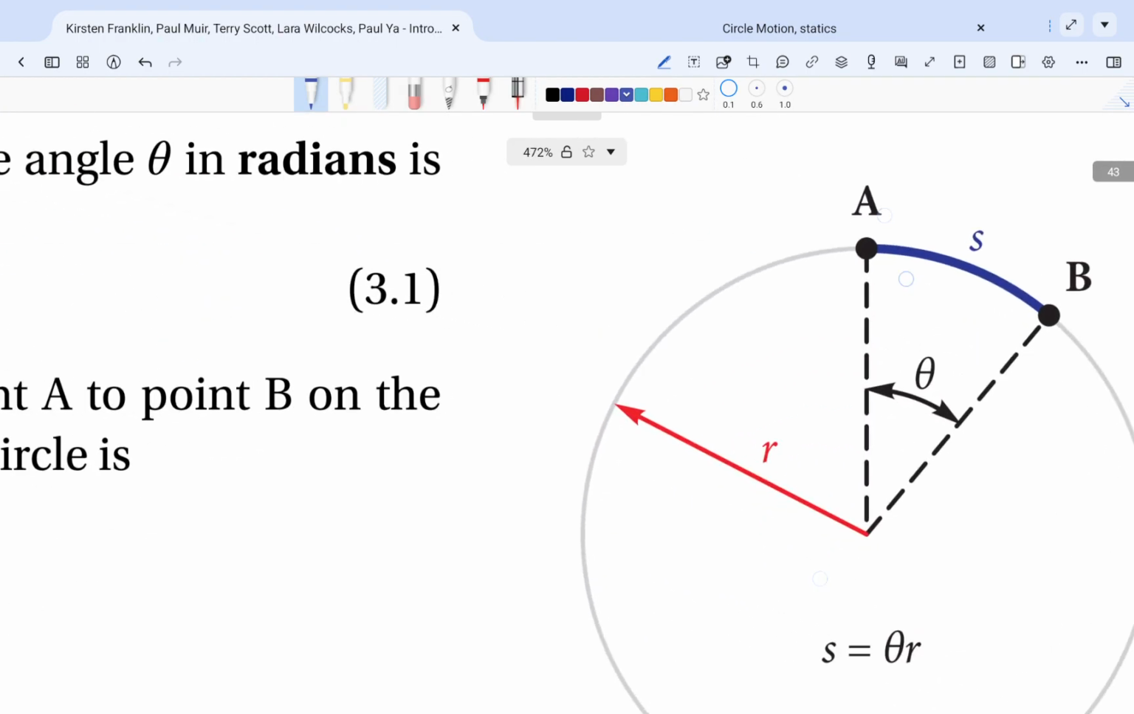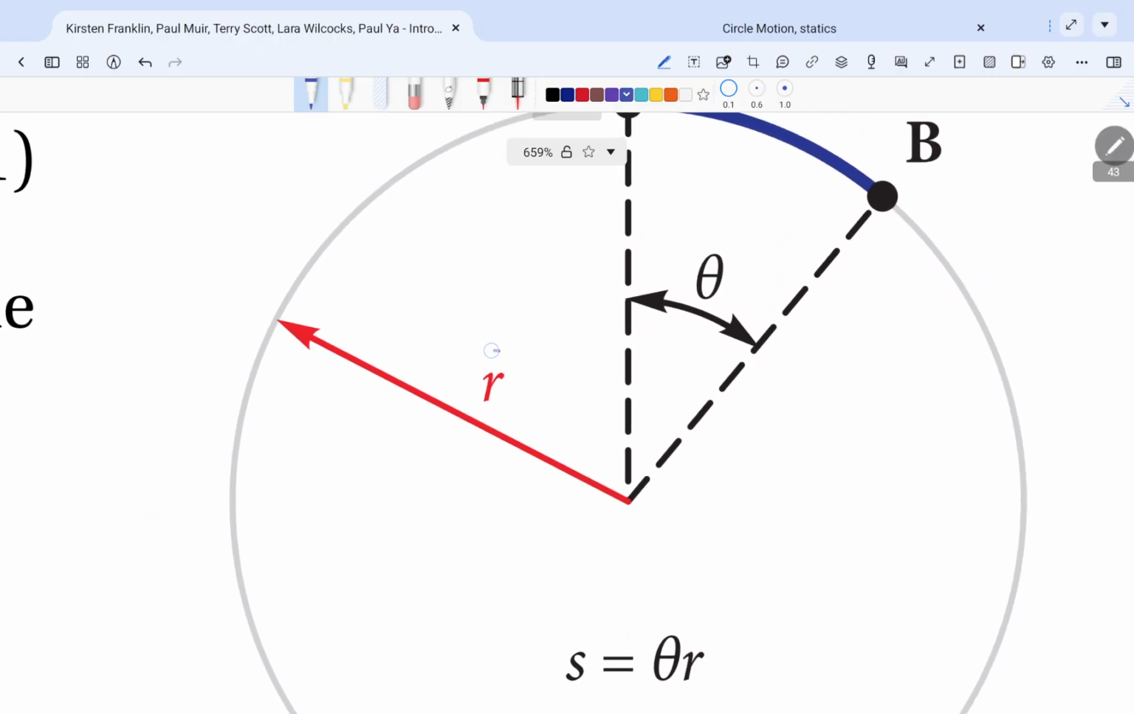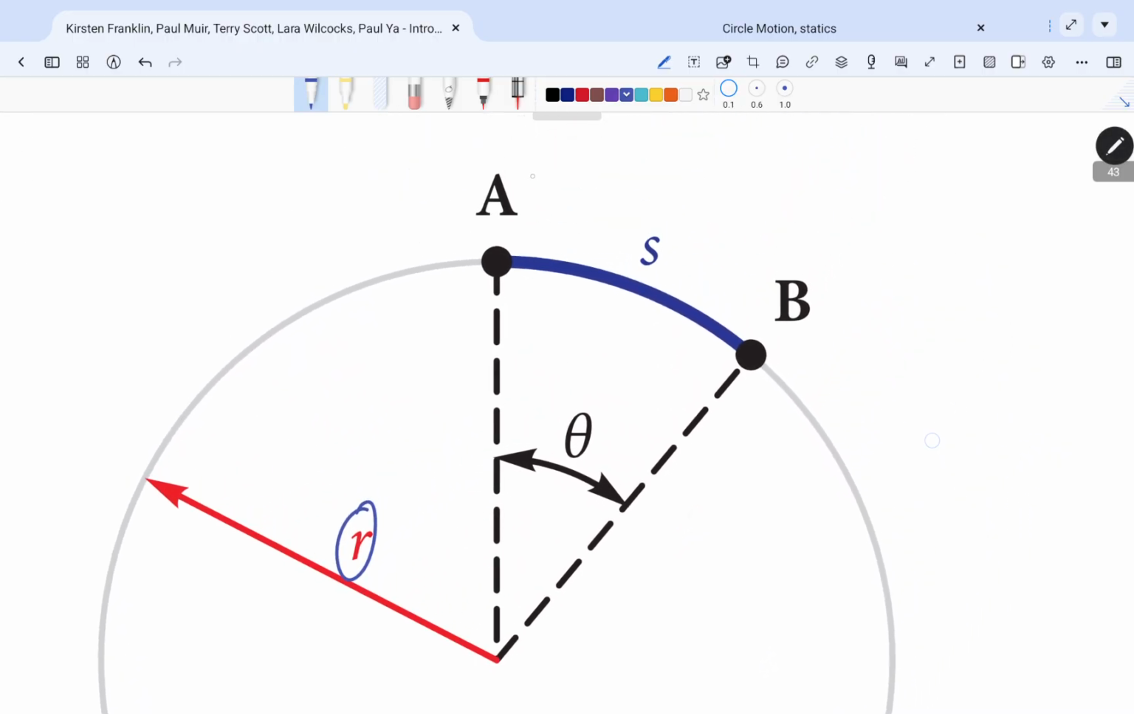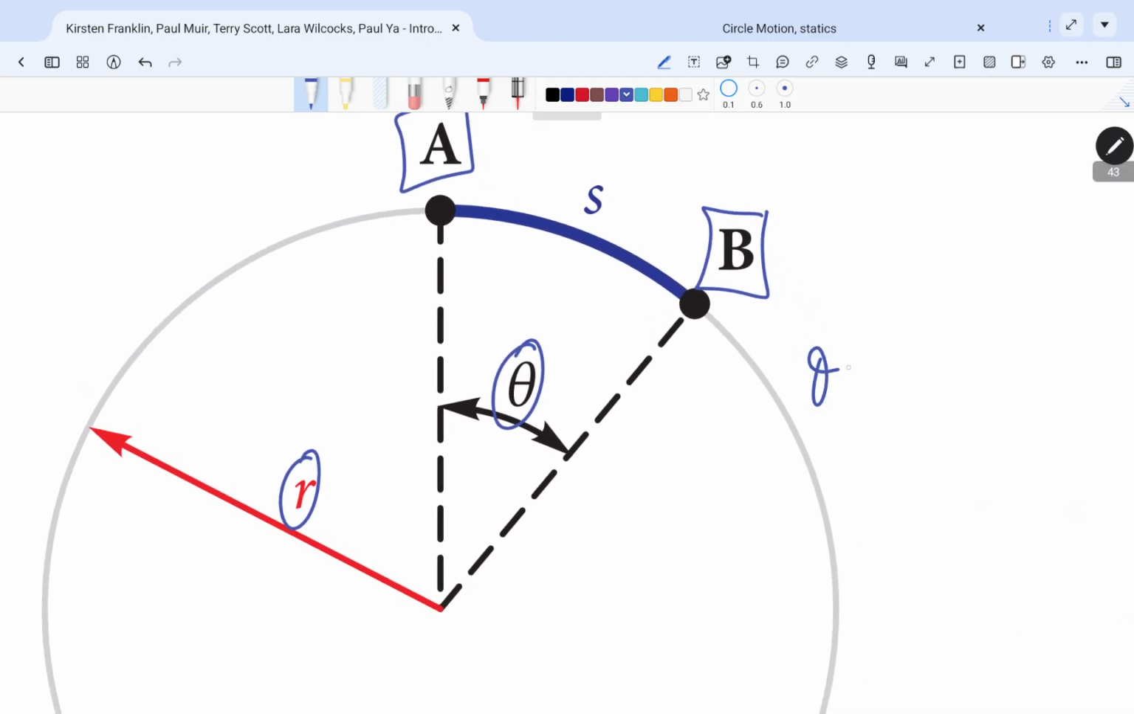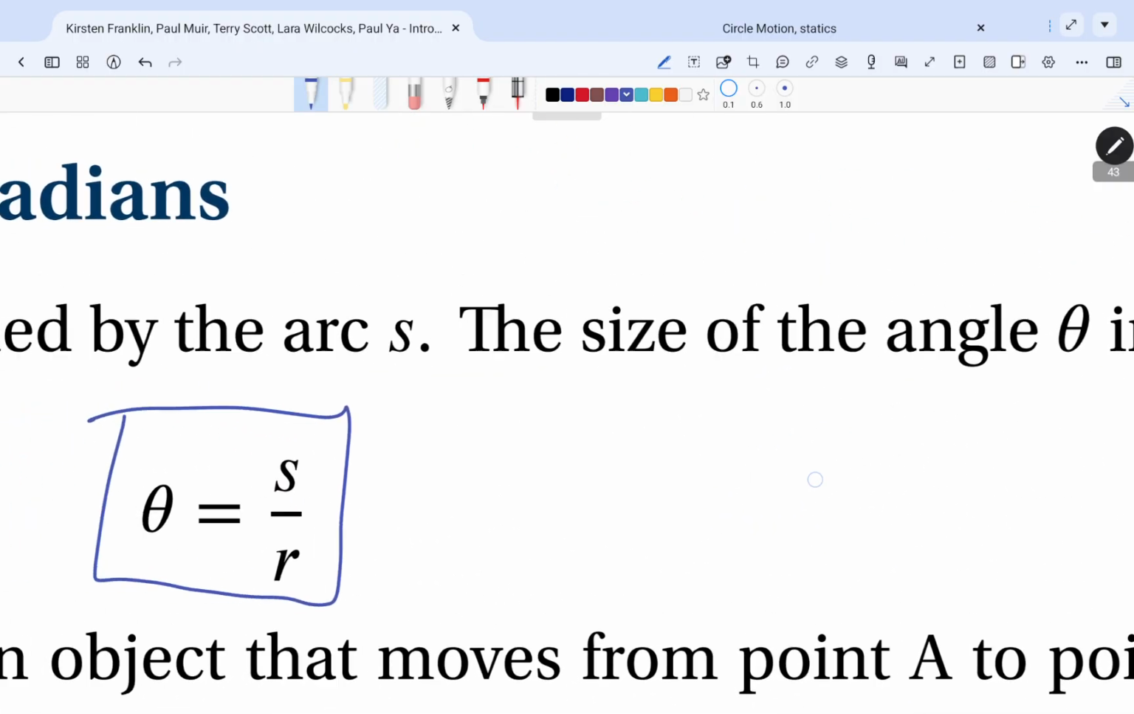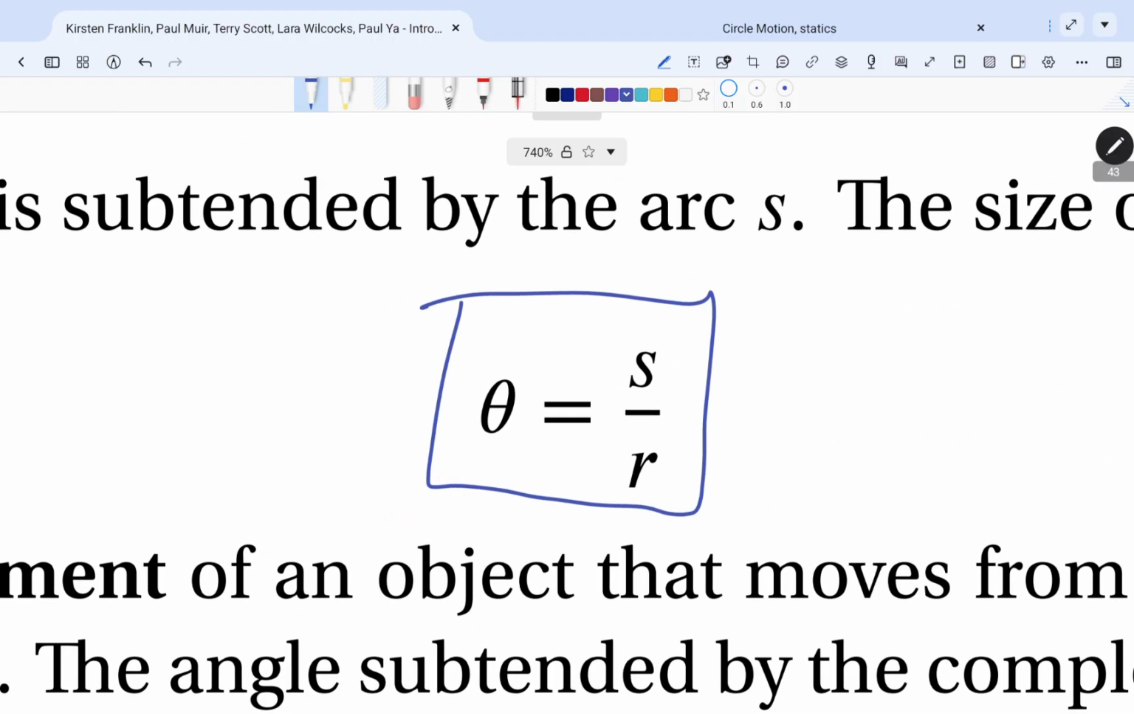You're given a circle that always has radius r, and you form an arc based on these two points, A and B. How can you find this angle theta? Well, we define theta to be S over r. Very simple. The equation's right here: theta equals S over r, the length of the arc over the radius of the circle.